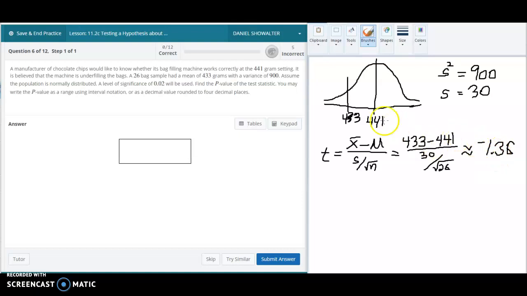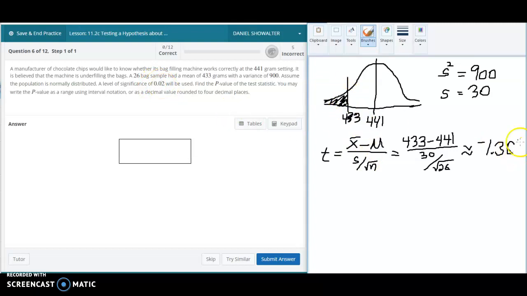So the question is, what do we do with this t equals negative 1.36? How does that help us find the p-value? Well, the p-value here is the portion that's shaded right here. We are doing a left-tailed test because the alternative hypothesis is that we're underfilling the bags, in other words, that we're less than the null hypothesis mean. So it's a one-tailed, left-tailed test. And we know that if this area is more than 0.02, we would fail to reject the null. If this area was less than 0.02, we would reject the null.